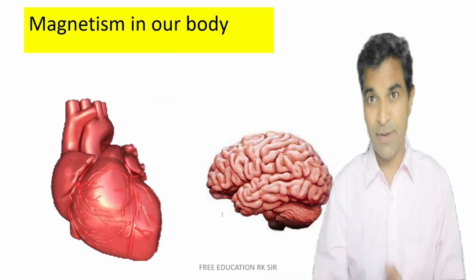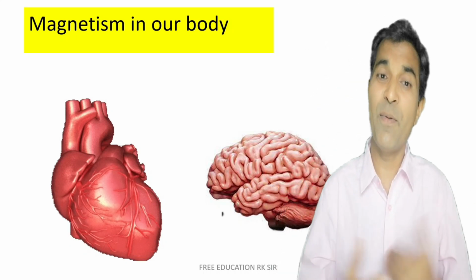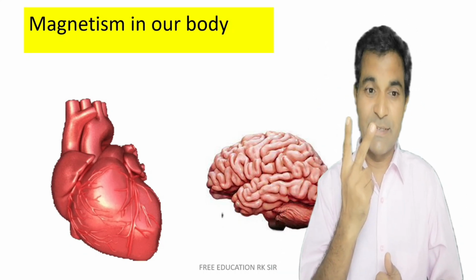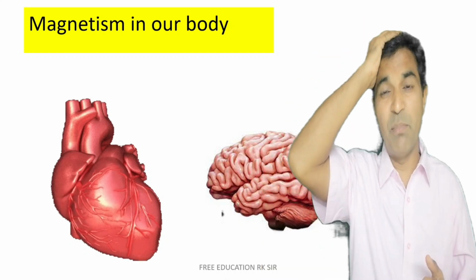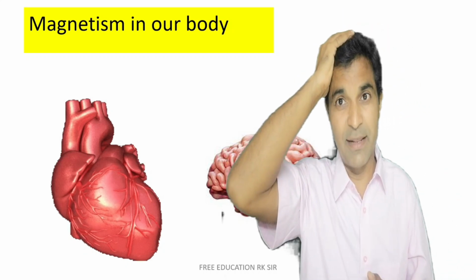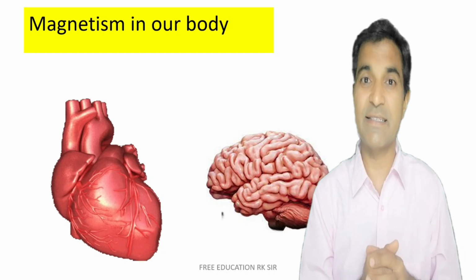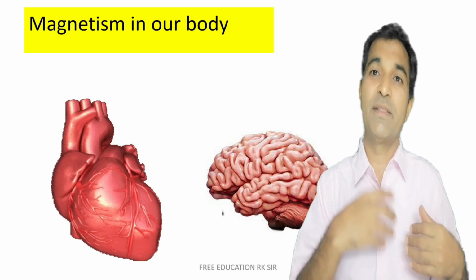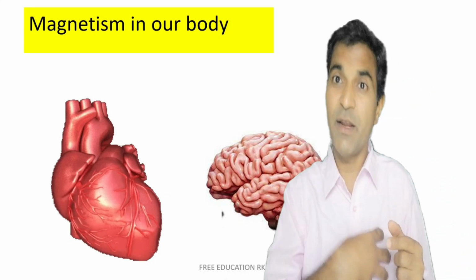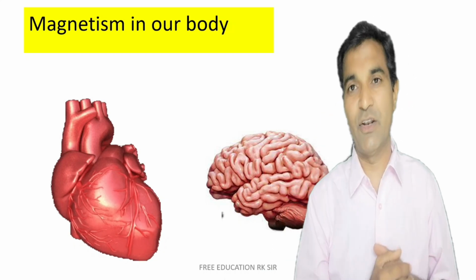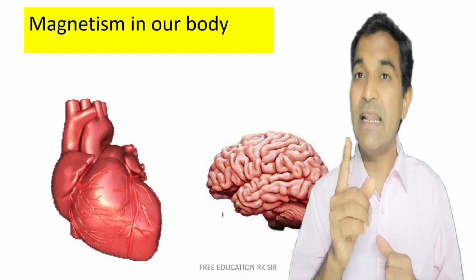Now the next concept for extra marks, that is the magnetism in our body. Now these are the two items, heart and brain. I have already said that there are millions of neurons in our brain which communicate with each other with the help of electrical signals. And our heart beats with the help of the SA node, which operates with the help of electrical signals.